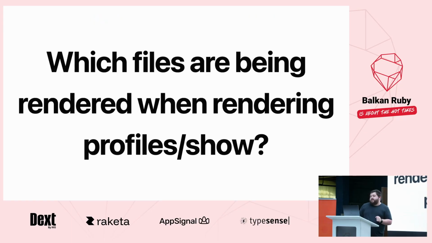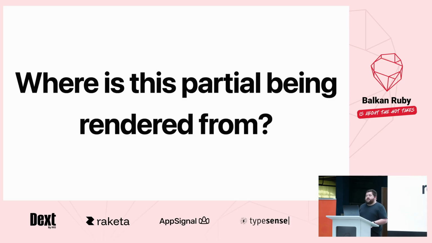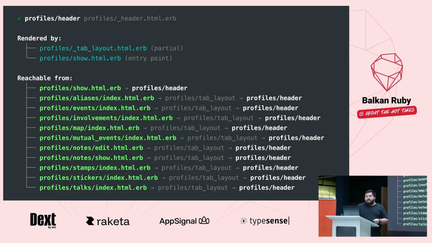So we can now ask what files are needed to render this profile show page. And Herb can now answer this to show all these related files and show this tree of which partials are being rendered and what is associated with it. You can also reverse the question and ask who is rendering this specific partial. And you can see that Herb can answer this now too, to say this partial is reachable from these routes and from these pages, so you can see the dependencies of all of those.